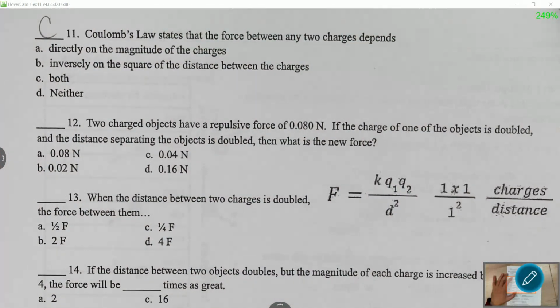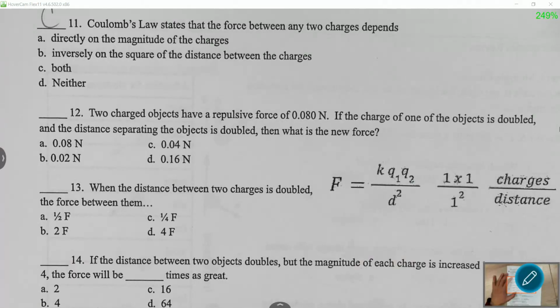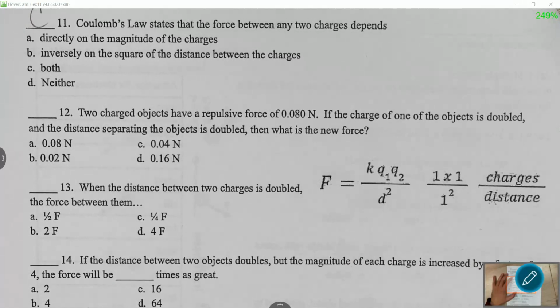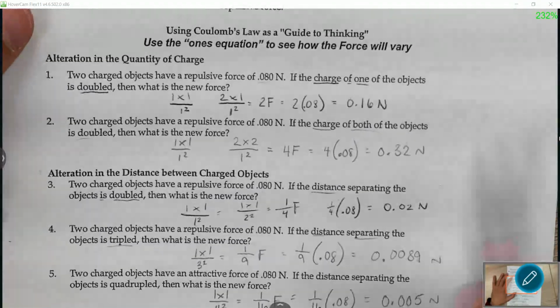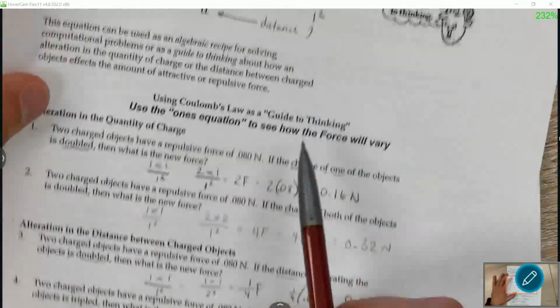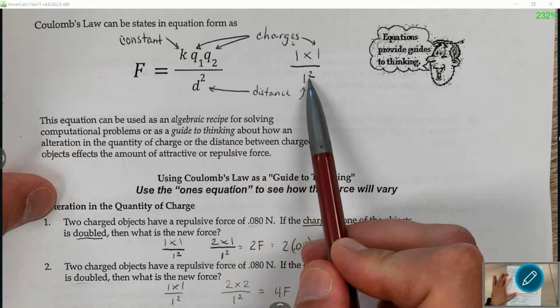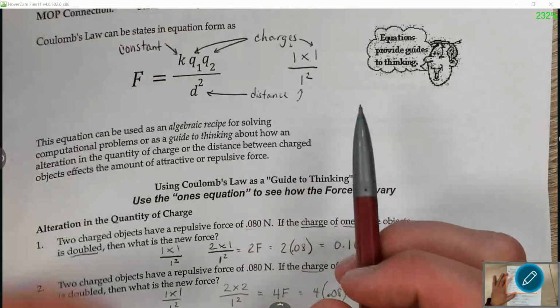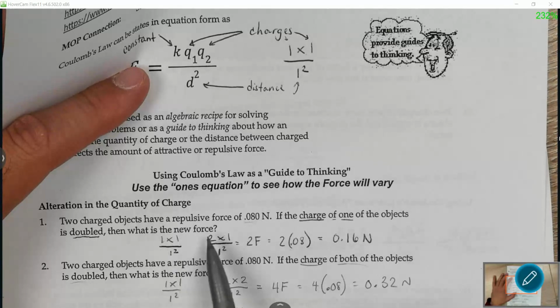12. Two charged objects have a repulsive force of 0.08 newtons. So this is like from the other assignment that we did a couple classes ago, the Coulomb's law assignment where we had to go through, and if they change, if they double, this is the charge of the first object, charge of the second object, distance between them squared. We don't put the K in here because that's a constant that never changes.